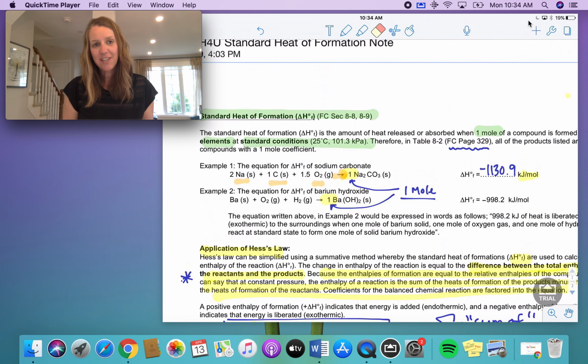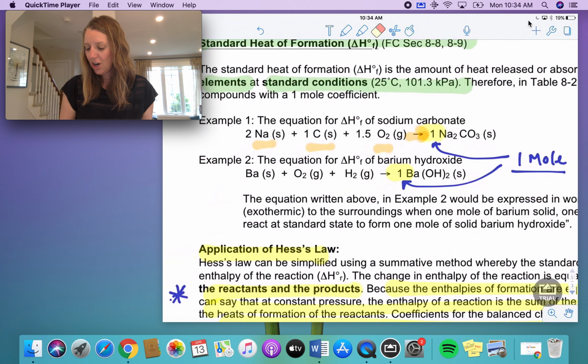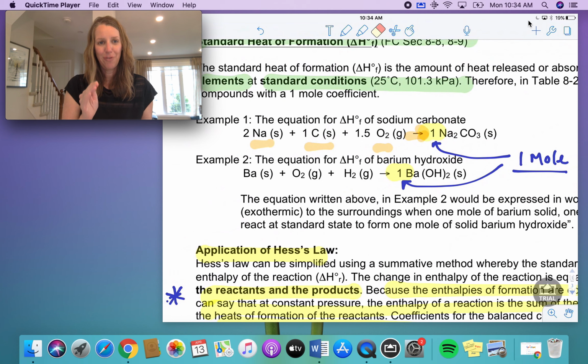So on page 329 of your textbook, you'll have a table there that has a value for the amount of heat released or absorbed when 1 mole of the compound is formed from its elements at standard conditions. You'll notice that all the values in the textbook there are written such that they are formed from their elements, and you end up with a 1 mole coefficient because that's what standard heat of formation is. So they're all shown as a 1 molar compound, 1 mole of each of those compounds.